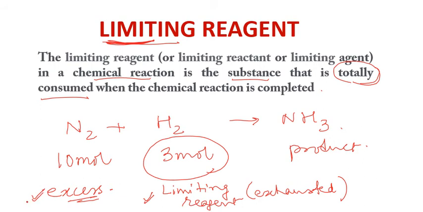In very simple layman terms, limiting means the one which is in lesser amount. The one which is in lesser amount is the limiting reagent, and the one which is in excess, or the one which will be left, is the excess reagent. So how do we calculate which one is the limiting reagent, or how do we find the excess amount? To understand that, let's take some more examples.